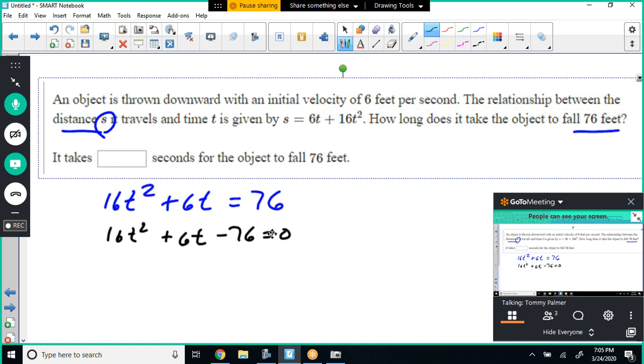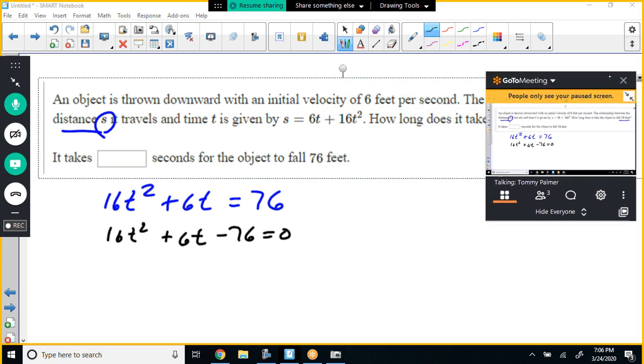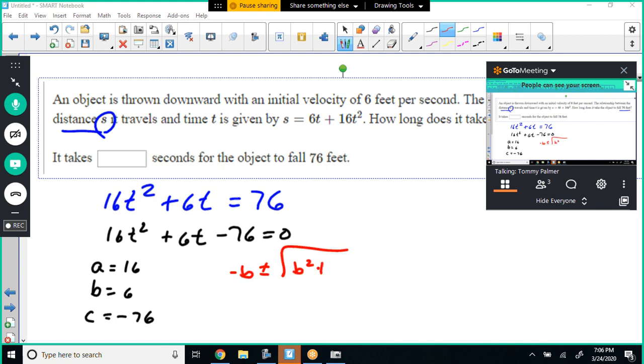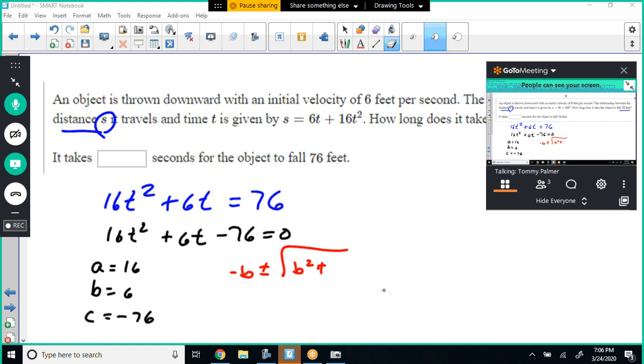The easiest way to solve a quadratic, if it doesn't say use factoring, is just the quadratic formula, right? So A equals 16, B equals 6, C equals negative 76. So it's negative B plus minus square root of B squared minus 4AC, all over 2A, right?